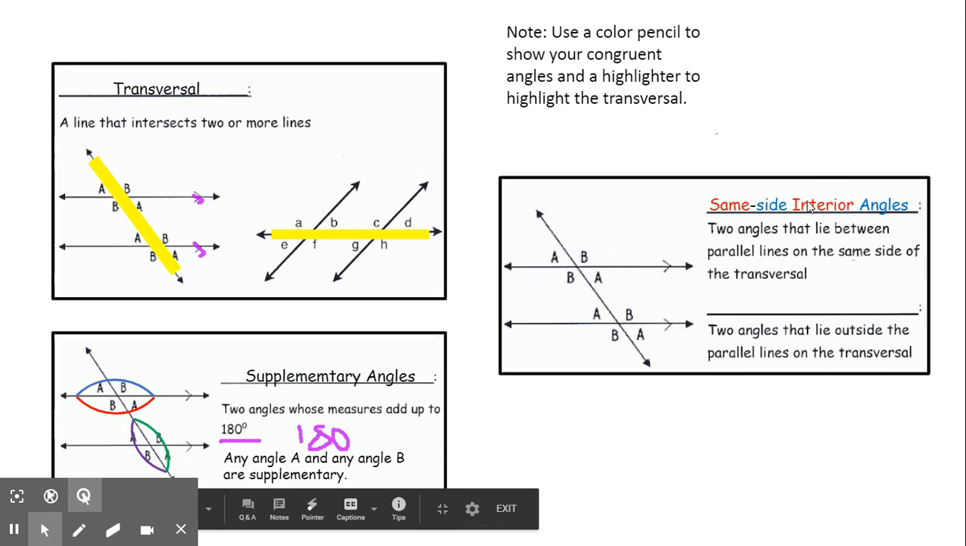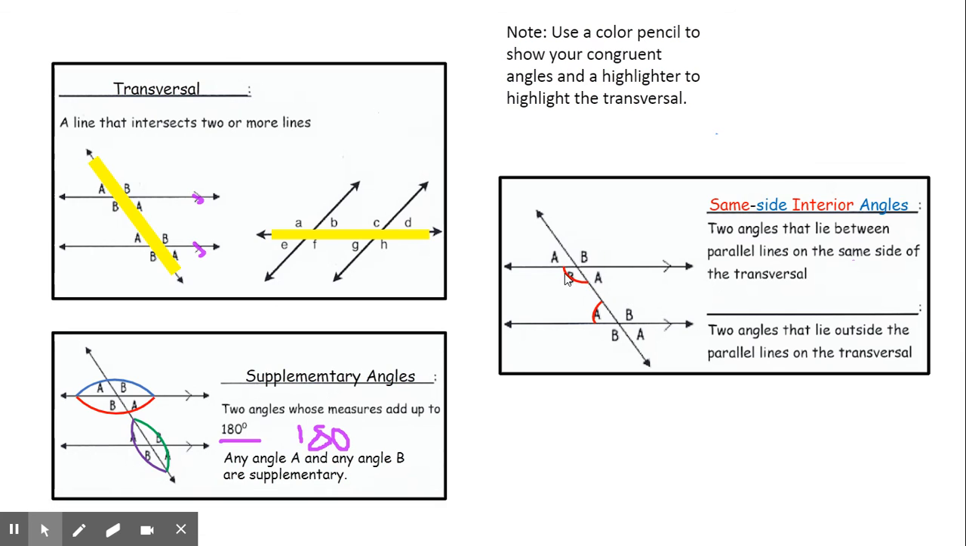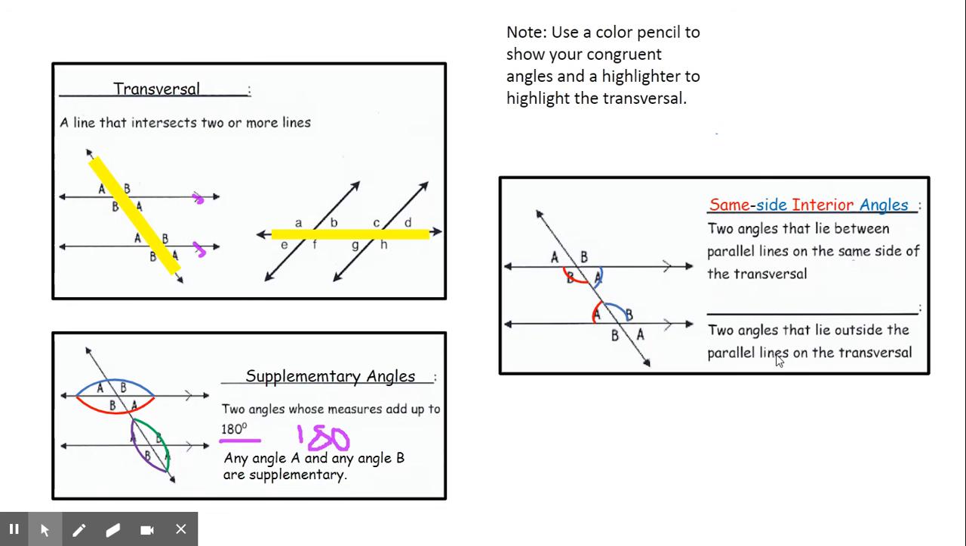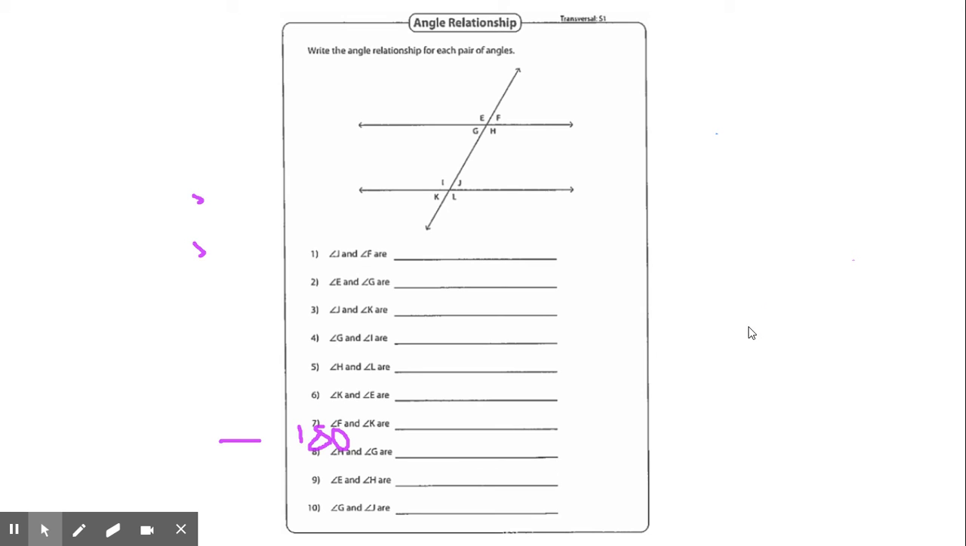And we have our same side interior angles, so they are going to be on the same side of the transversal line, and they are interior, so inside. Those are both same side interior, so we can only have 2 pairs. And then we have same side exterior. So here's 2 different colors and then another 2 different colors. Same side exterior, they have to be on the same side of the transversal line, but on the outside. And those are it. So make sure you color code those.